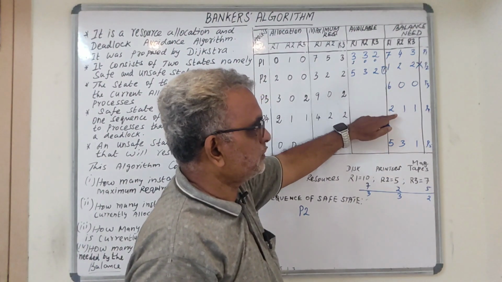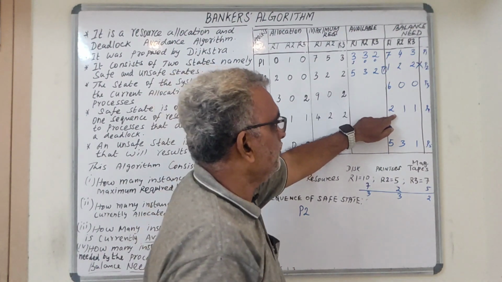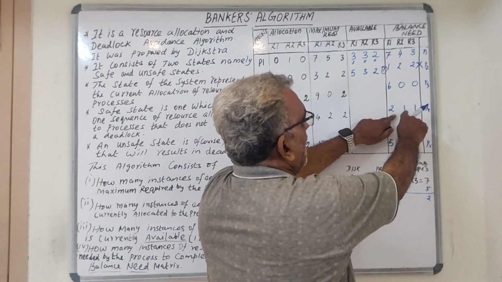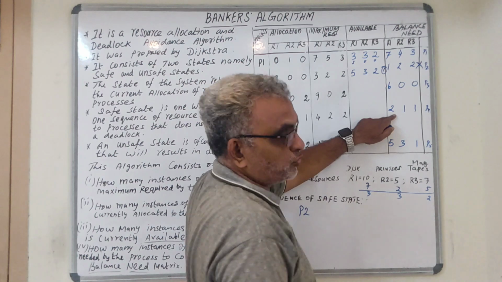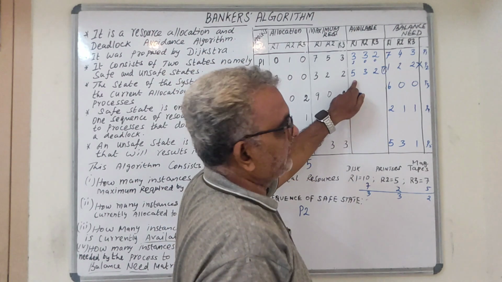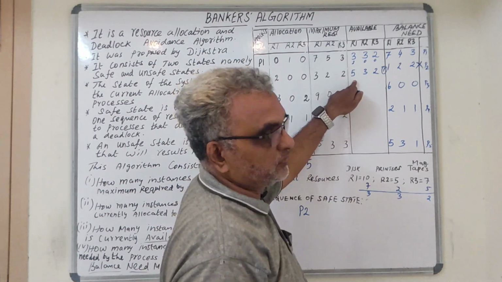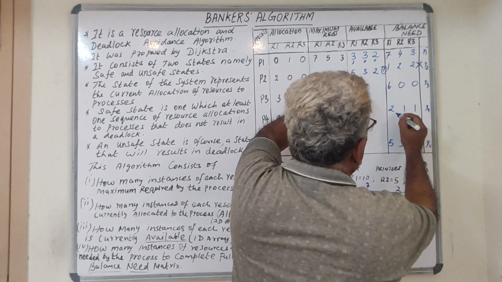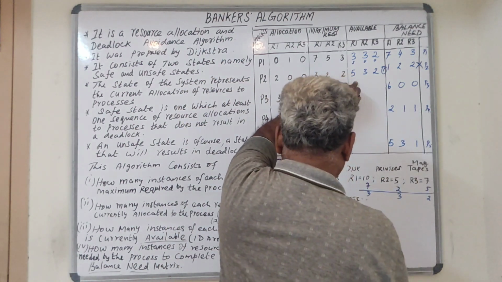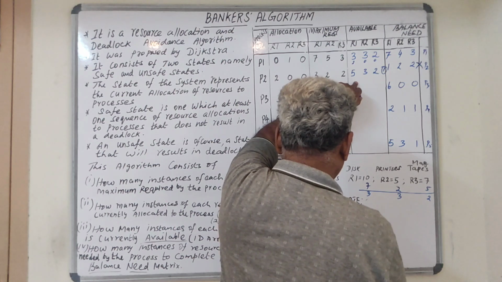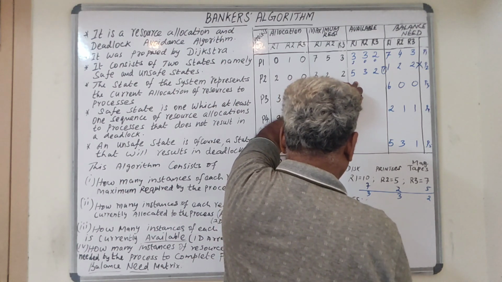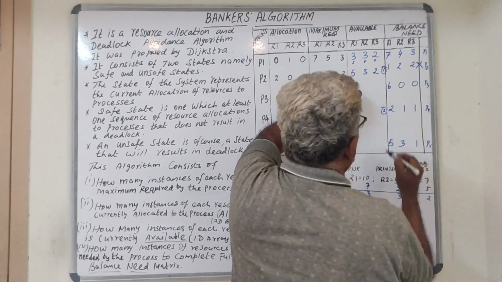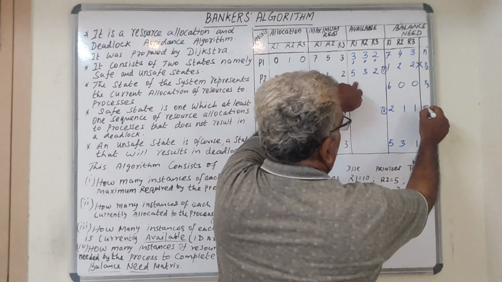So move on to the next process, P4. P4 requires only 2 instances of resource 1 and 1 instance each of resource 2 and resource 3. So very well, we can provide the resources. Okay, so now we can provide the resources to P4. So we are providing to P4. So now P4 is over.